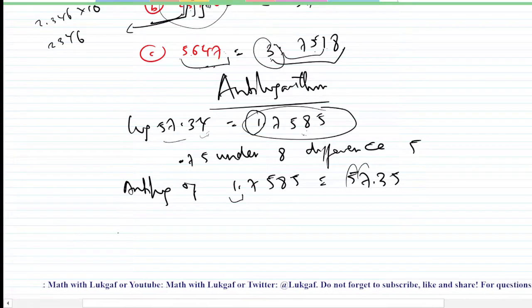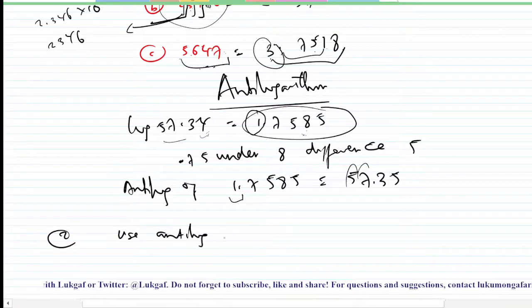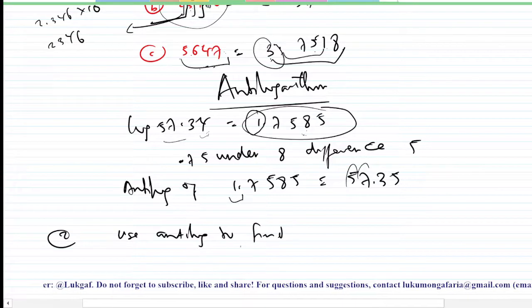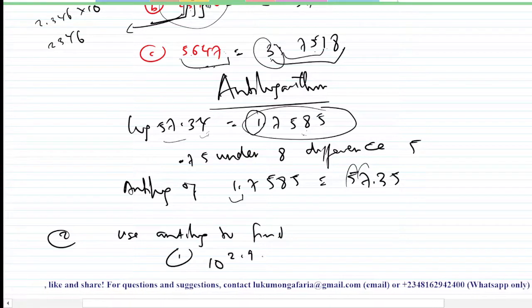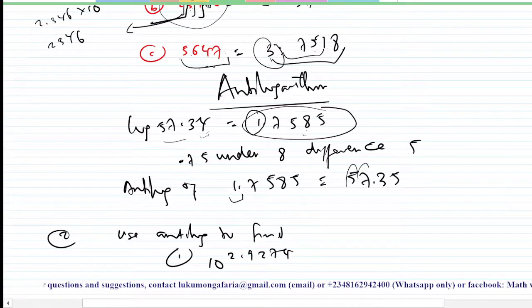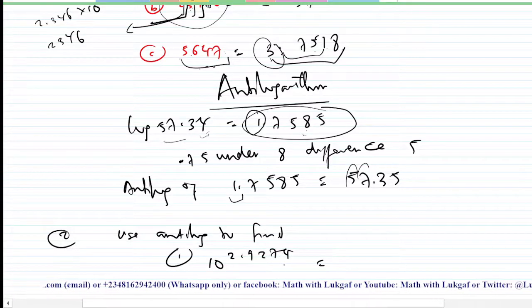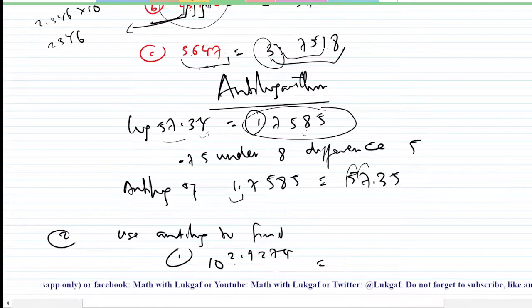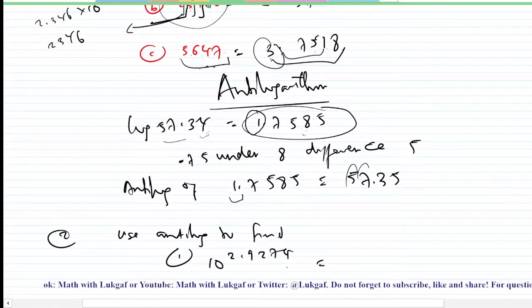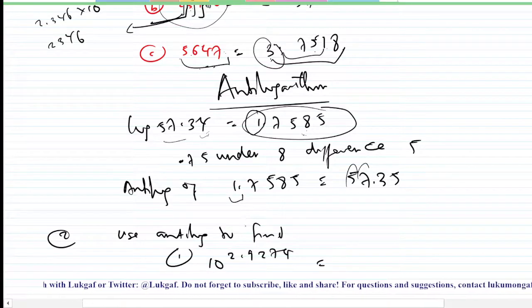Another example, use antilog to find the number whose logarithm is 2.9274. Remember, that is the logarithm of this number. What you obtain is just like when you are having malaria, you take anti-malaria. You understand? Now you want to remove the logarithm from this number. That is the number whose log is given. You want to know it. Don't forget what I asked you to do.